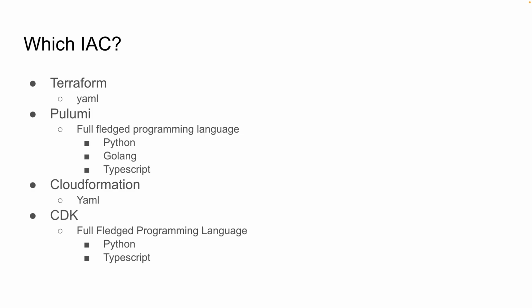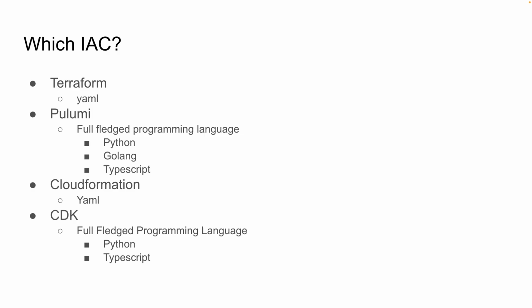CloudFormation is AWS specific. It is similar to Terraform in that it uses YAML for the specification, though the specification language itself is different between Terraform and CloudFormation. So you use CloudFormation to provision AWS resources exclusively. CDK is kind of a subset of CloudFormation in that you use a full-fledged programming language like Python or TypeScript to specify how you want to provision AWS resources. But in the background, CDK is translated into CloudFormation.